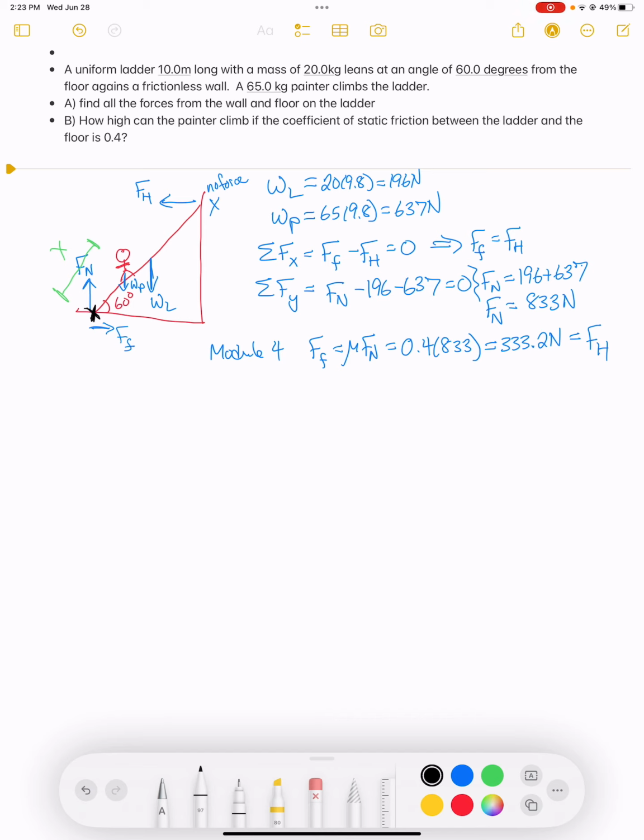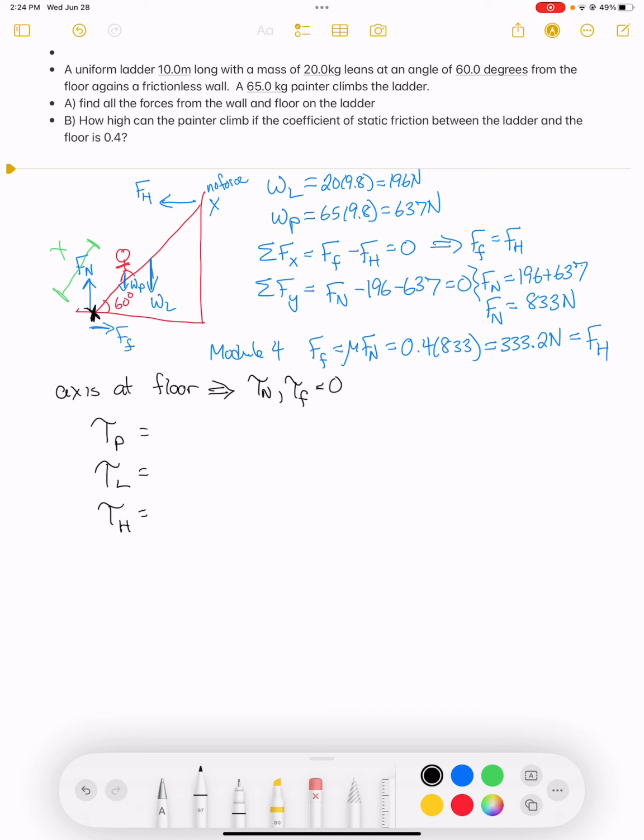So if I put my axis at the floor, then the torque from the normal force and the torque from friction are both going to be 0, so I'm only going to be left to calculate 3 torques. So I've got the torque from the painter, the torque from the ladder, and the torque from the horizontal force of the wall. Okay, so what are all those equal to?